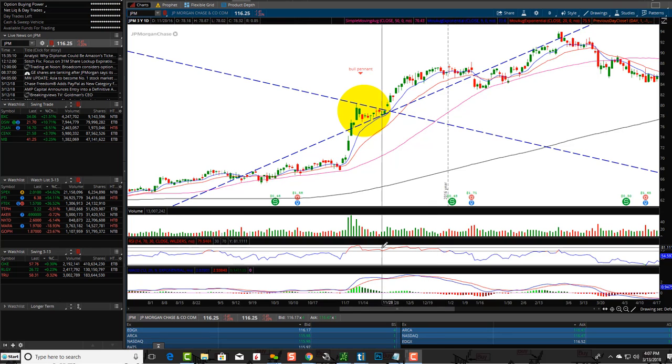But obviously, many times they break down as well. They don't always just go up. Let's take a look at Twitter.